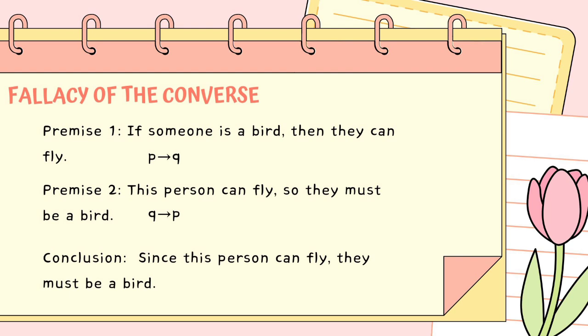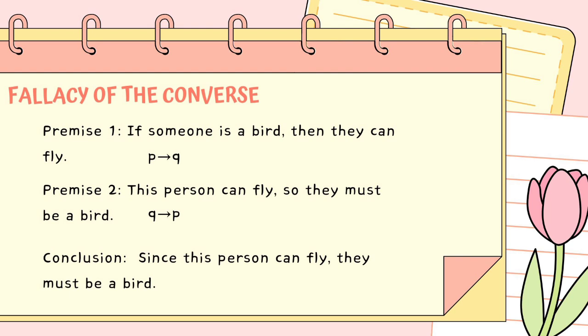Fallacy of the converse. Premise 1, P implies Q. If someone is a bird, then they can fly. Our P there is someone is a bird. Ang Q natin dyan is they can fly. Premise 2 natin is Q. This person can fly. Wala na yung so they must be a bird. Wala na yan. So, ang premise 2 lang natin is this person can fly. Q lang. Ang maging conclusion natin is P. Since this person can fly, they must be a bird.